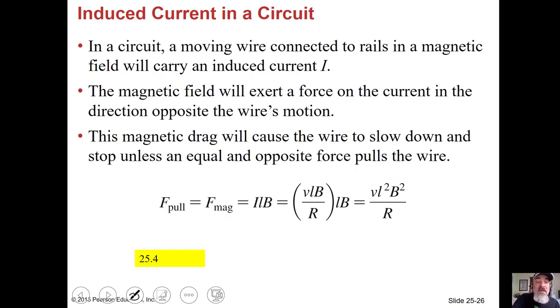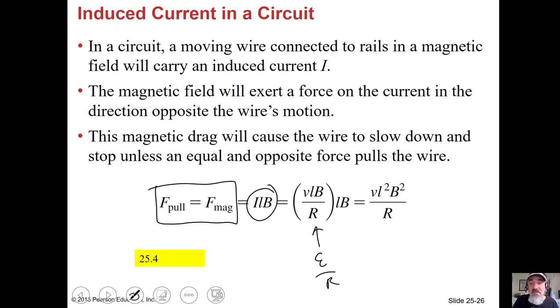So these are equal to each other. Whatever you're pulling, the magnetic force goes back the other way, as I showed you. So this is the magnetic force, I times L times B. It's also equal to the EMF divided by R. That's what this part is. And then we still have an LB there. So it turns out to be the velocity, length squared, B squared divided by R when you put it all together. Okay? So take this, multiply it by this, and you get this more complicated looking part.